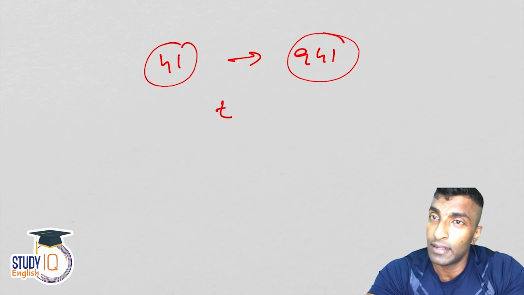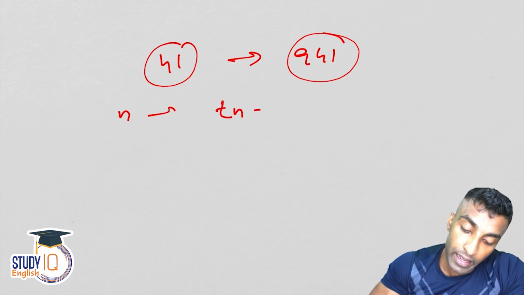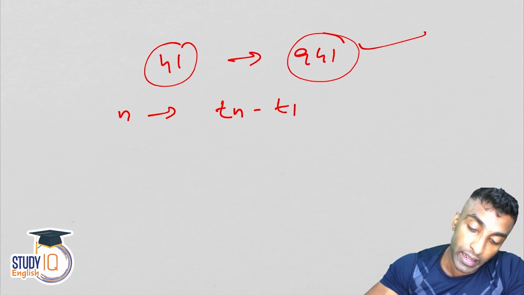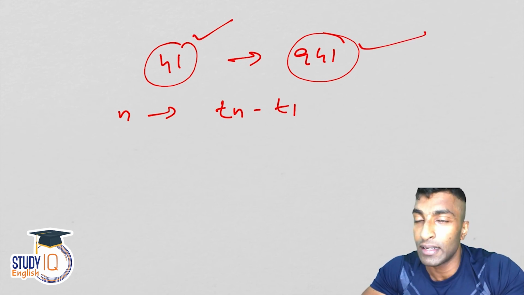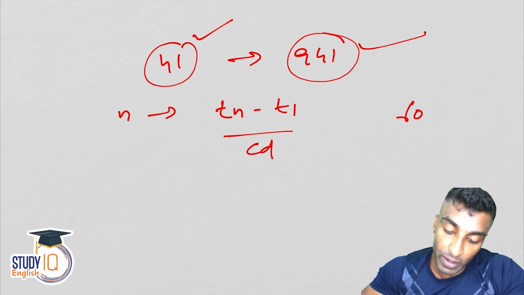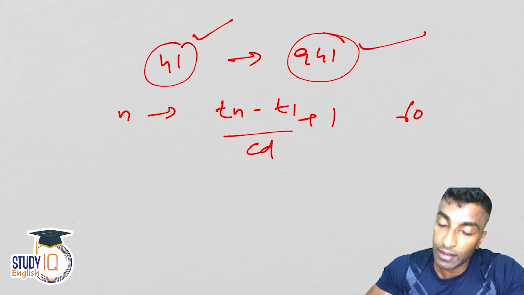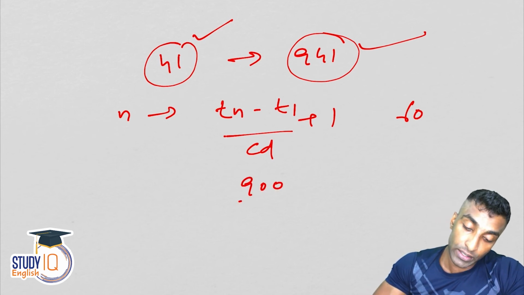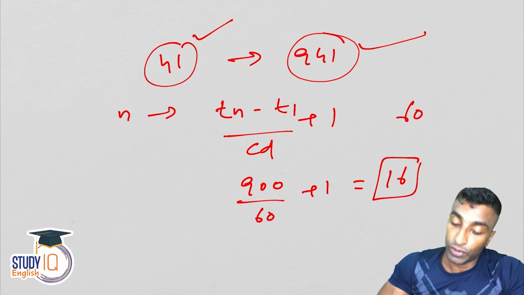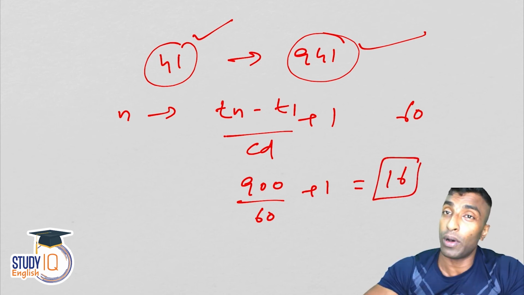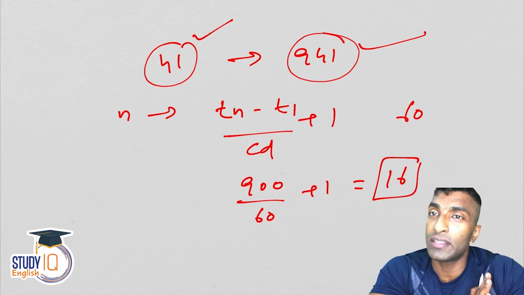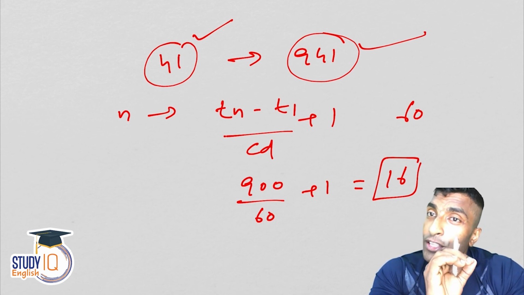Right? So the number of terms is (Tn minus T1) divided by the common difference, plus 1. Tn is this, we found out that T1 is this, and the common difference is 60. So it is going to be 900 divided by 60 plus 1, which is nothing but 16. So how many terms are there in a range of 1000 or less than 1000? There are 16 such numbers.